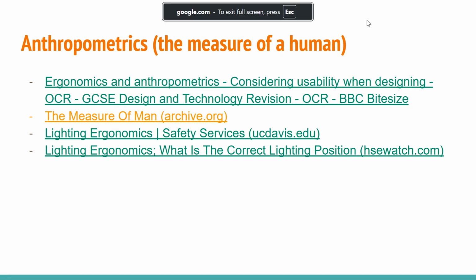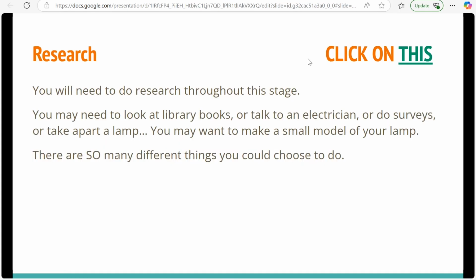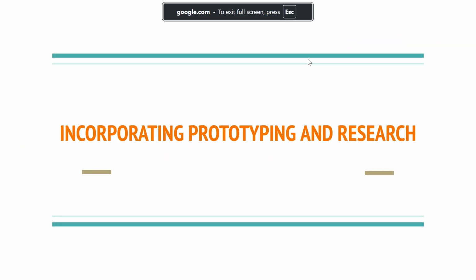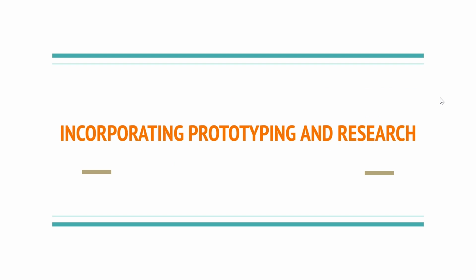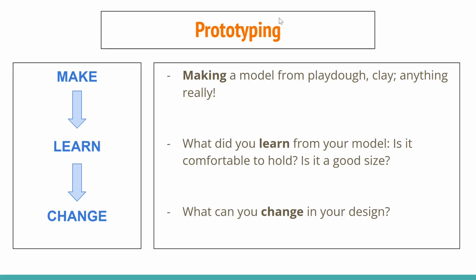What I'm going to do now is I'm going to go back to this one. So this is this one here. I'm just going to go to the next slide and have a chat to you about incorporating prototyping and research into your page. So the example I'm going to keep coming back to is this little modular greenhouse. It's got little pegs to go into the ground. It's got these 4 rails here, and then these panels slide in, and it's got a lid that flips over.